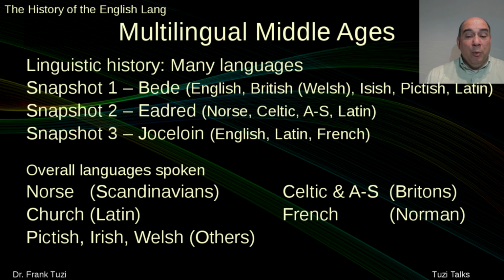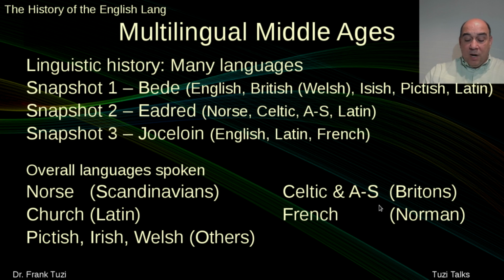Now, as we look at the overall languages that are here, we have the Norse, who were the Scandinavians. That was the language that came in more from the mid-north, not the upper north, but the mid-north. We have the language of the church, which was Latin. We have the language of those in the northern part, which would be the Pictish and the Irish. Of course, the Irish are also related to the Scottish. And then we have the Welsh, and they're more southwest. And then we have the French, or the Norman French. And then lastly, we have the quote-unquote original settlers, which would be the Celtics or also some of the Anglo-Saxons.